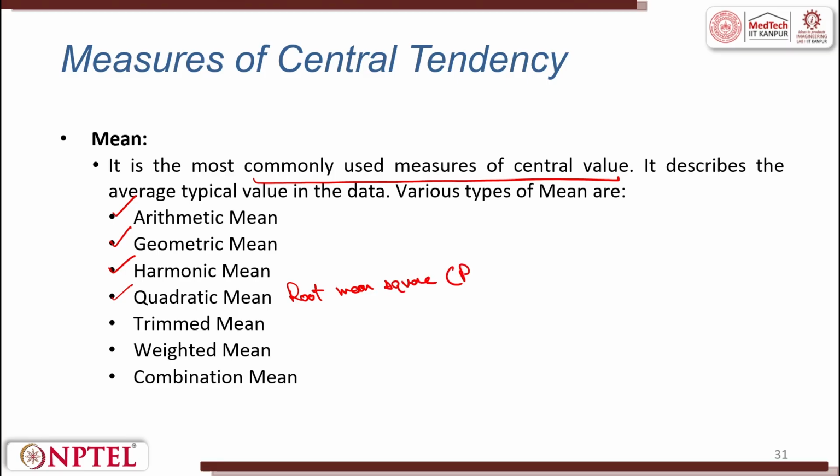That is what we call the RMS value, the root mean square value. When we talk about standard deviation, root mean square is also sometimes used there. It is calculated by squaring each value, averaging these values, then taking the square root.